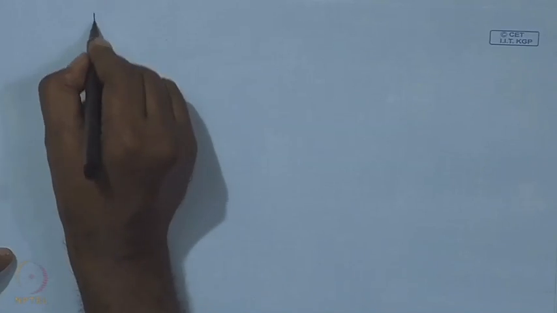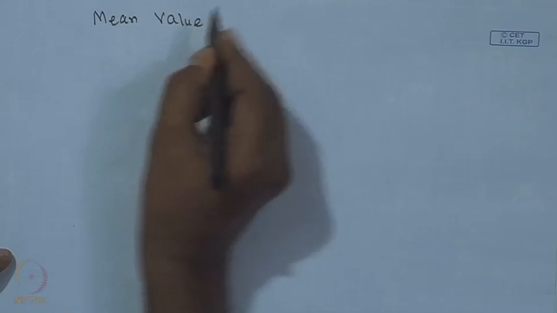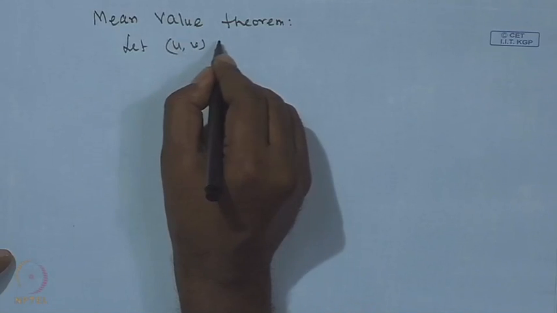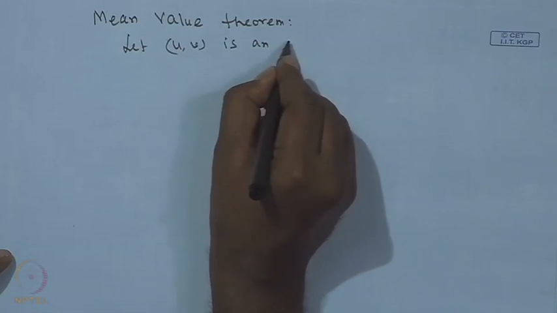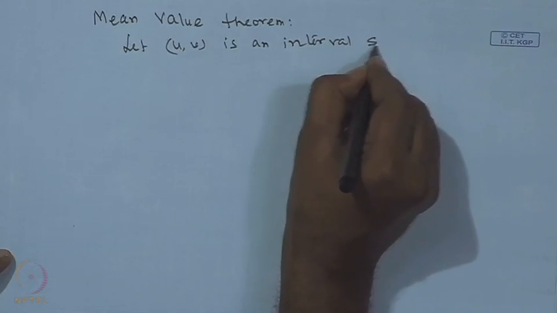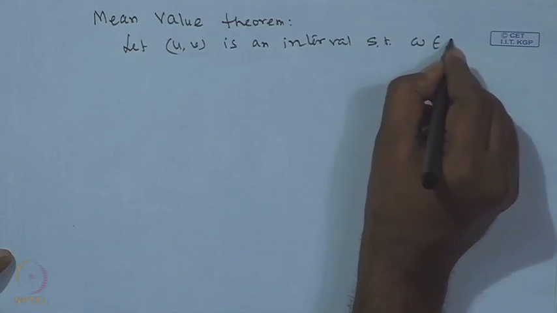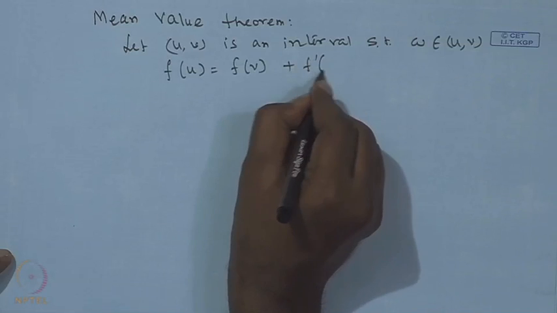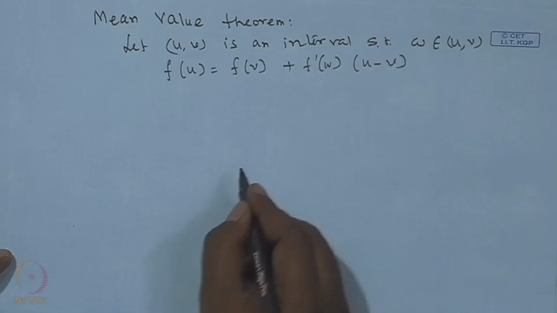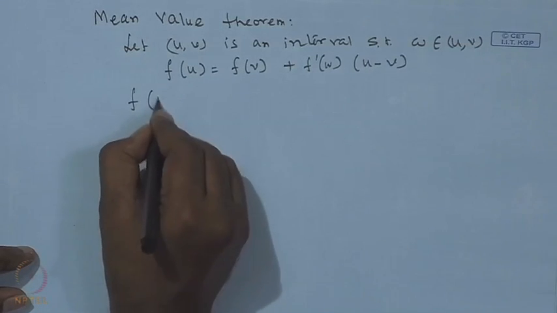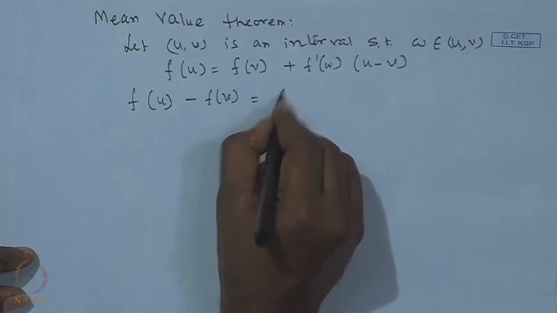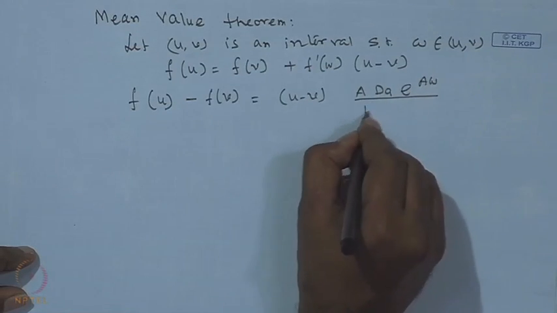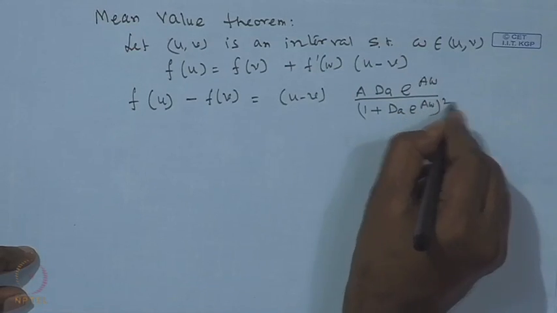Then we have the mean value theorem. If you remember the mean value theorem from our undergraduate level, the theorem said that if u and v form an interval such that w belongs to u and v, then f of u is equal to f of v plus f prime w multiplied by u minus v. So, we just substitute that. So, f of u minus f of v is equal to u minus v times a dA e to the power a w divided by 1 plus dA e to the power a w, square of that.